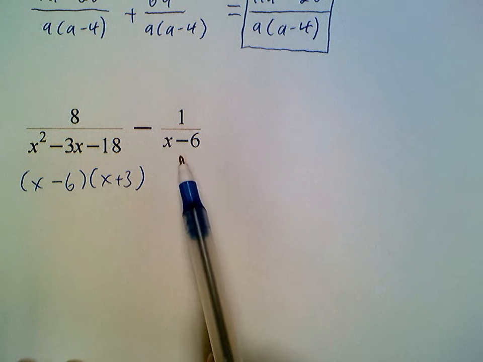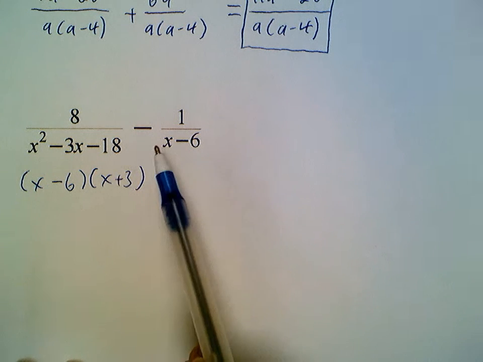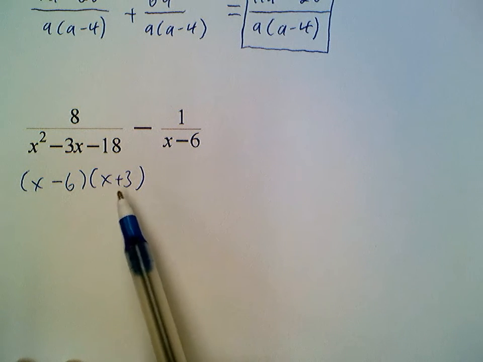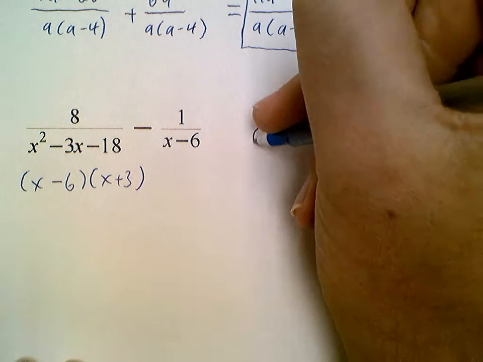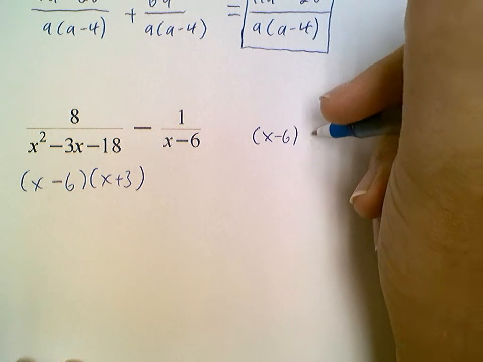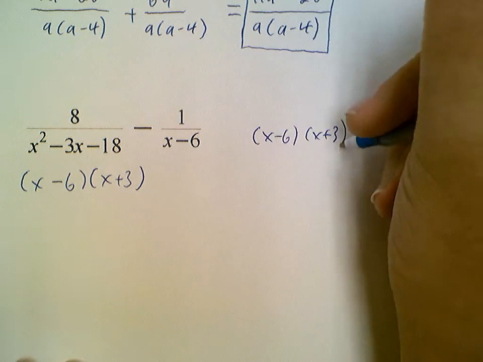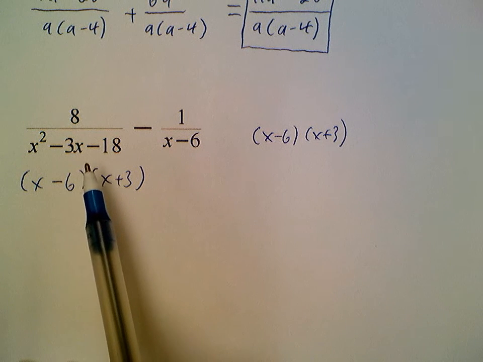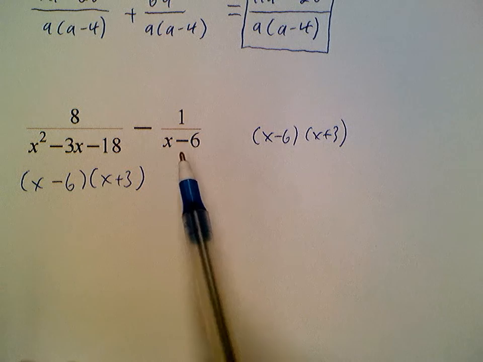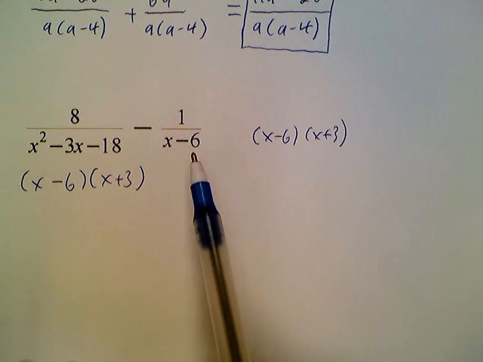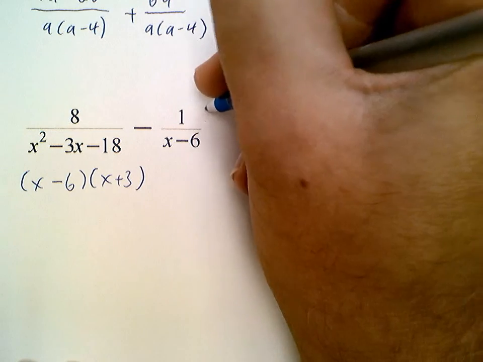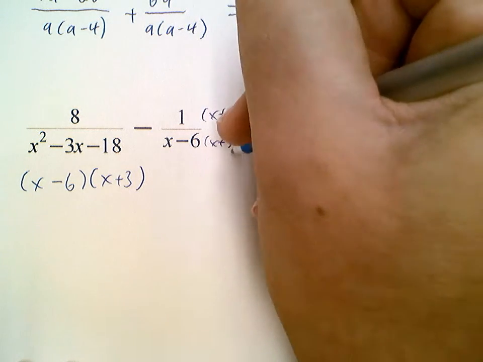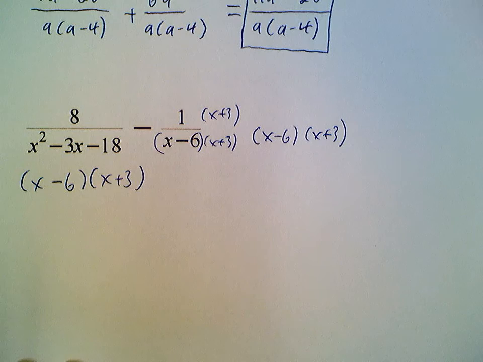So if you look over here, they do share one factor in common, but this right fraction is missing the other part, which is the x plus 3. So the common denominator is just going to be x minus 6, x plus 3. Which means this left fraction already has that denominator, so I don't need to do anything. But this right fraction, I need to make it into this, so I'm going to have to multiply the top and the bottom by x plus 3. So x plus 3 on the top, x plus 3 in the bottom.